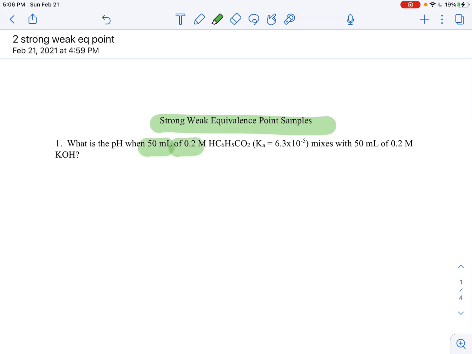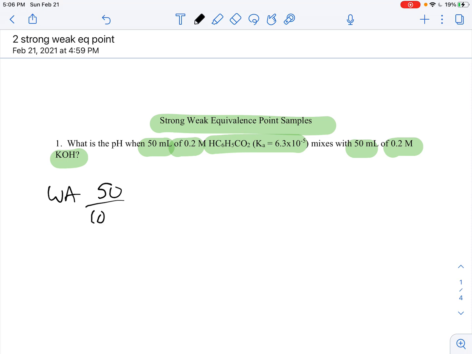So number one here is a pretty obvious one. You've got 50 milliliters of 0.2 of this guy here who's ugly looking but weak. And then you're going to mix that with 50 milliliters of 0.2 of this strong one over here. So we are most definitely at the equivalence point.